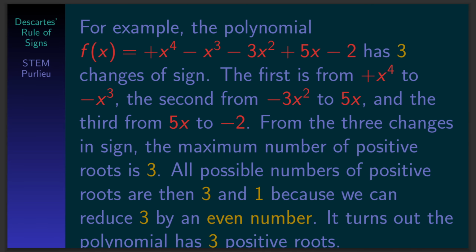For example, the polynomial f of x equals x to the fourth minus x cubed minus 3x squared plus 5x minus 2 has three changes of sign. The first is from x to the fourth to minus x cubed, the second from minus 3x squared to 5x, and the third from 5x to minus 2. From the three changes in sign, the maximum number of positive roots is 3. All possible numbers of positive roots are then 3 and 1 because we can reduce 3 by an even number. It turns out that this particular polynomial has 3 positive roots.